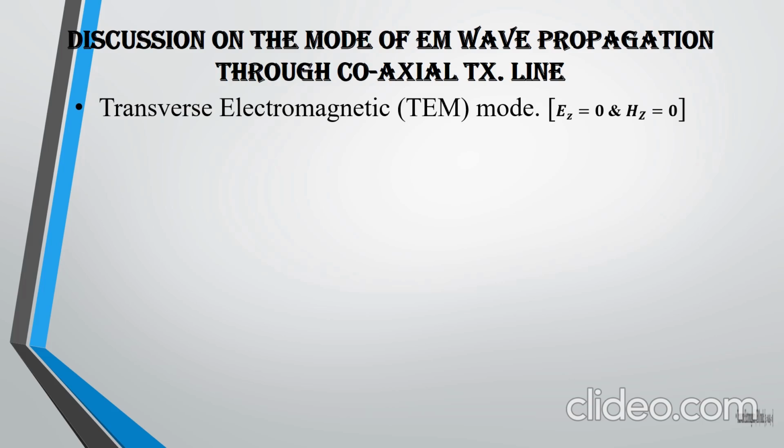If the electric field and magnetic field both have zero component or null component along the direction of propagation. If the direction of propagation is z, then Ez as well as Hz should be equal to 0, and coaxial transmission line supports transverse electromagnetic mode.